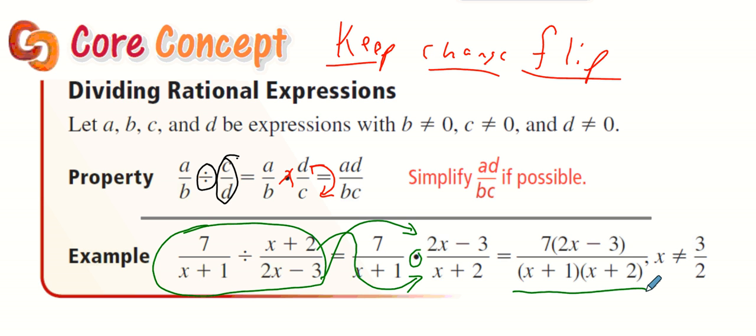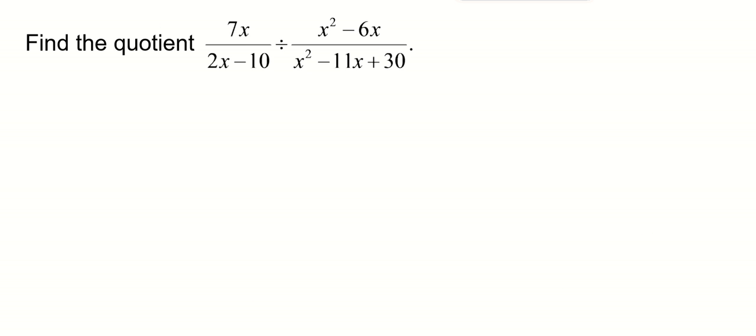Here nothing cancels out, so we just have 7 times the quantity 2x minus 3, and the quantity x plus 1 times the quantity x plus 2. And that's as simplified as we are going to get there. So let's look at our examples. Okay, so we want to find the quotient here.